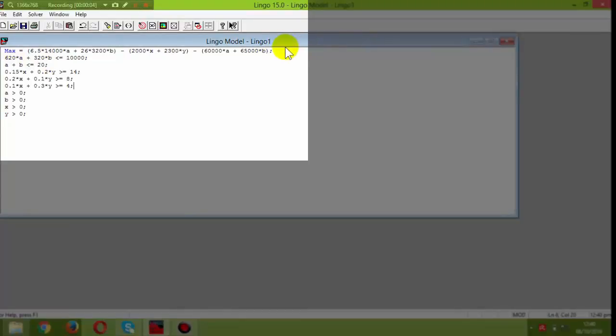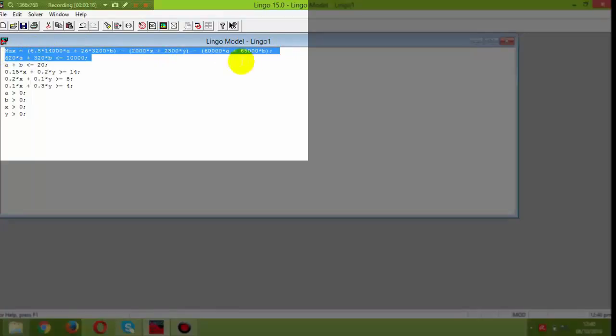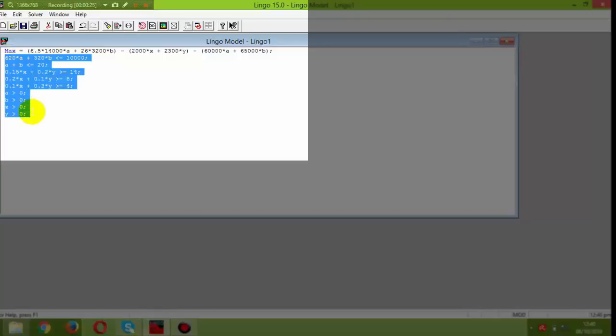We will solve this problem with Lingo. First things first, you need to write the objective function. The objective function is a maximization problem, so we define it like this. And next you need to write the constraints, all of them. Here we can see the amount of land use, the maximum amount of seed that can be planted, how many kilograms we need of nitrogen, phosphate and potassium, and the non-negativity constraint here.